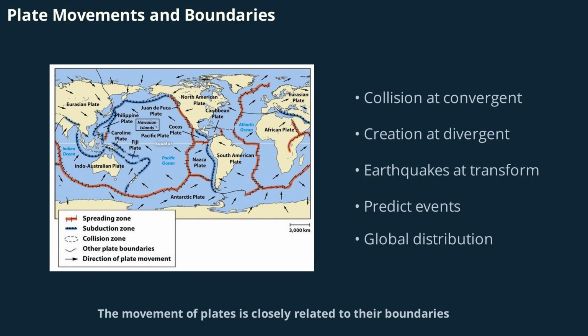Movement of plates is closely related to their boundaries. At convergent boundaries, plates collide and crust is destroyed. At divergent boundaries, plates separate and new crust is created. Transform boundaries involve plates sliding past each other, causing earthquakes. These movements explain the distribution of mountains, volcanoes, and earthquakes around the world. By studying plate boundaries, geologists can predict where geological events are likely to occur.